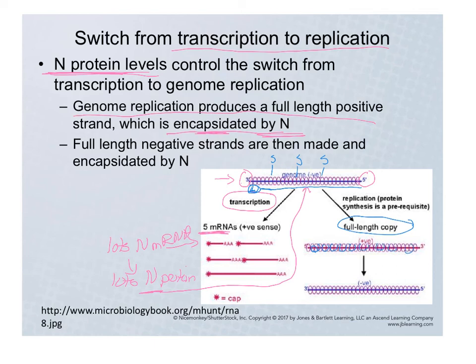And then that full-length genome, the antigenome, can now be used as a template to produce full-length positive sense that will also get bound by some of this N protein. It's then this increase in the N protein that is going to mediate the switch from transcription to genome replication.